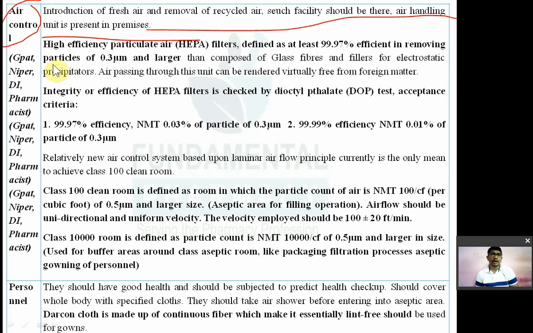High efficiency particulate air filters: these are the air filters which are very efficient. They are 99.97% efficient in removing particles of 0.3 micron or larger size. So a question comes on this: what is the efficiency of HEPA filters? They are 99.97% efficient in removing particles of 0.3 micron or larger. So a question comes on this, remember: 99.97% removal of particles of 0.3 micron and larger.